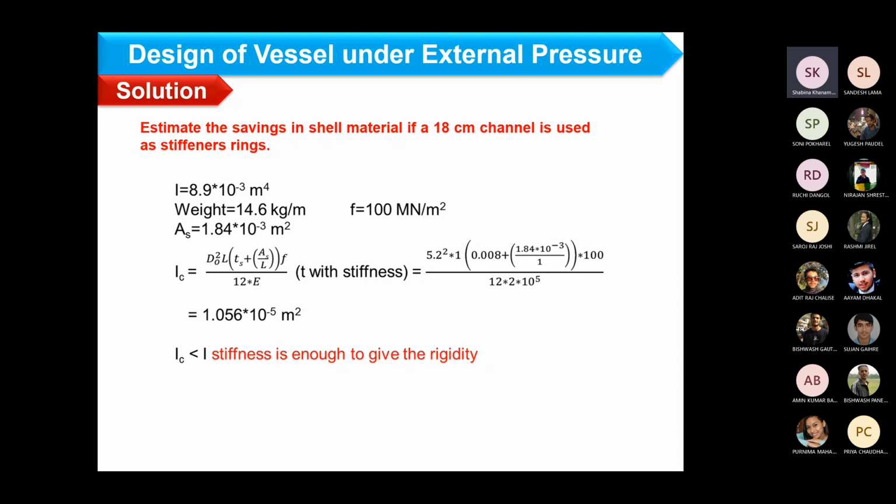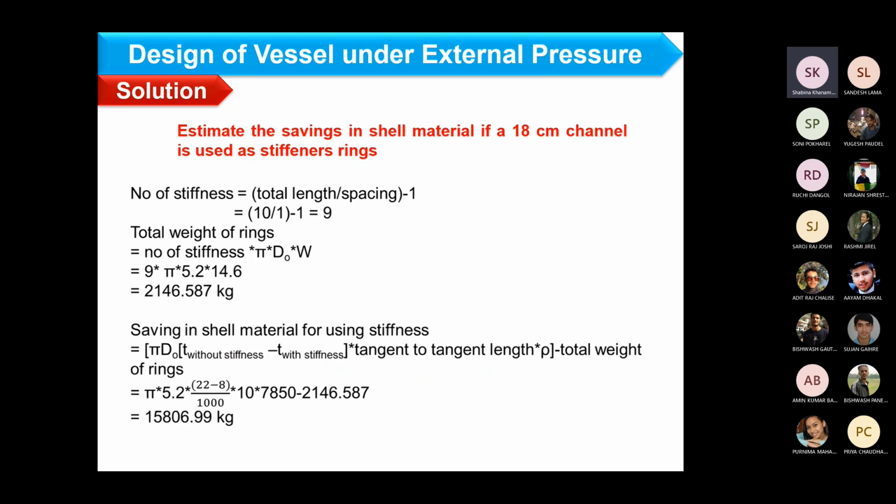Now we need to estimate the saving in the shell material. You can understand that without stiffeners, the thickness is coming as 22, with stiffener the thickness is coming as 8, but we need to consider some material in stiffeners also. So for that I need to find the number of stiffeners first. Number of stiffeners means total length by spacing minus 1. Total length is 10 by 1 minus 1, so 9 stiffeners we need to place.